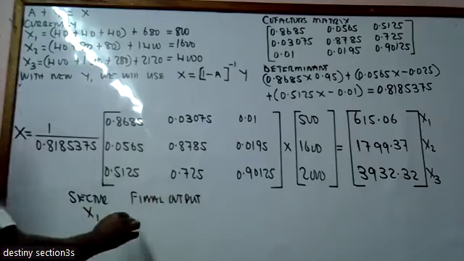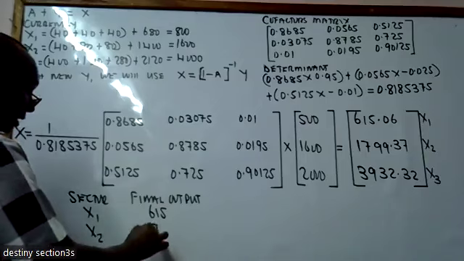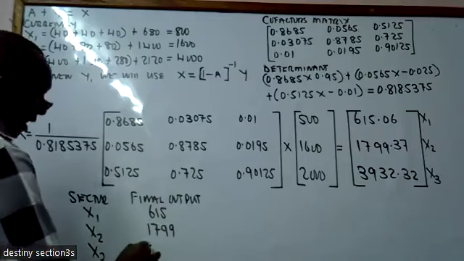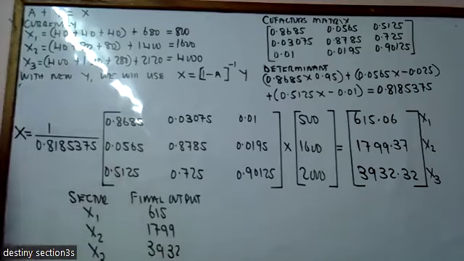The final output. Sector X1, we can give them 615. Sector X2, we can give them 1799. And sector X3, we give them 39.2. Yeah, so that is all.